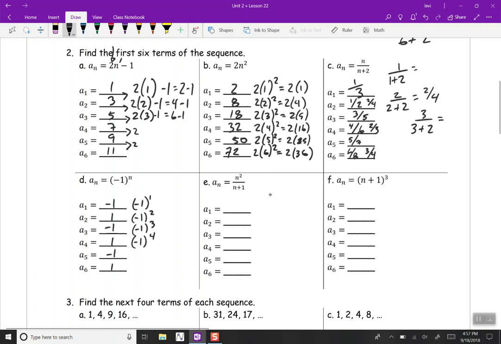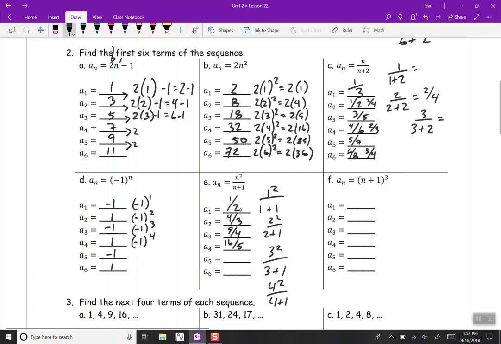N squared, so 1 squared over 1 plus 1, so that's 1 over 2. Next one will be 2 squared over 2 plus 1, so that's 4 over 3. Next one would be 3 squared over 3 plus 1. So that's 9 over 4. Let's do one more. Next one would be 4 squared over 4 plus 1. So that's 16/5.